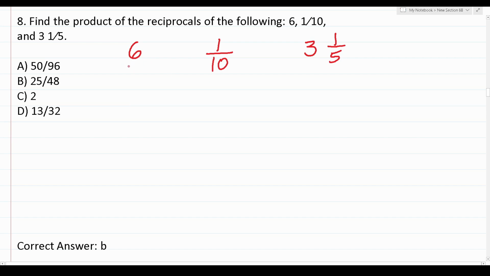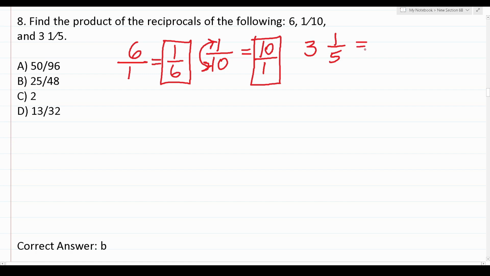Well, what about 6? 6 is a whole number. Well, in this video already, we've written a whole number as a fraction by placing it over 1. So the reciprocal of 6, which is the same thing as 6 over 1, is 1/6. So that's one reciprocal. What about 1/10? Again, we're just exchanging our numerator and our denominator. So the reciprocal of 1 over 10 is 10 over 1.